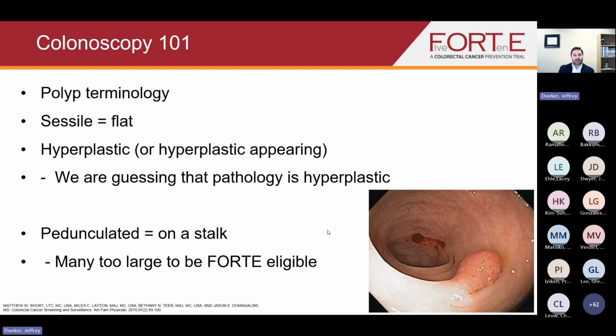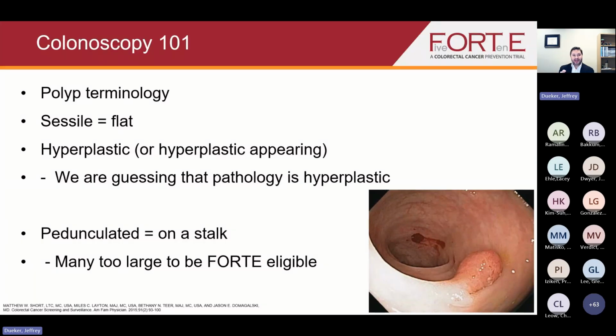So, some polyp terminology. These will be found in the colonoscopy report. You're going to see a term called sessile, and in a colonoscopy report, that means flat. Now, we'll talk about something in a pathology report called a sessile serrated adenoma. A sessile polyp in a colonoscopy report means that the endoscopist said this polyp looks flat. That's as opposed to something like pedunculated, which is on a stalk, which you can see in the bottom right.